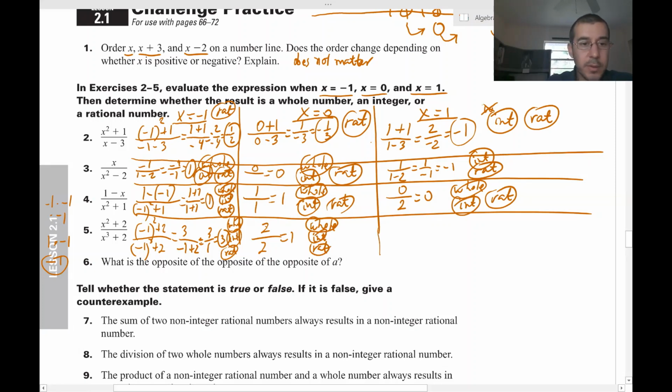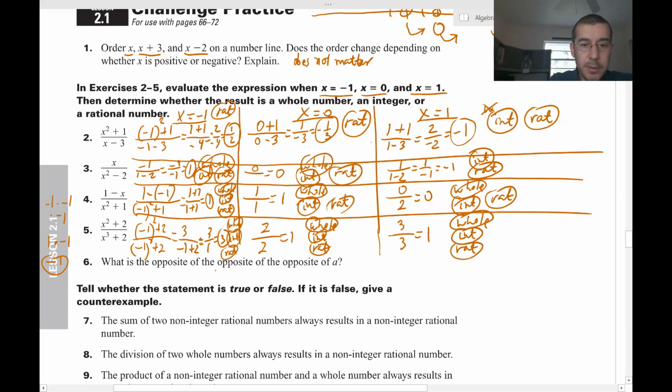When x is 1, we have 1 squared, that's 1, plus 2 is 3. 1 cubed is 1. That's 1 times 1 times 1. 1 cubed is 1, plus 2 is 3. 3 over 3 is 1. This is, again, whole, integer, and rational number.